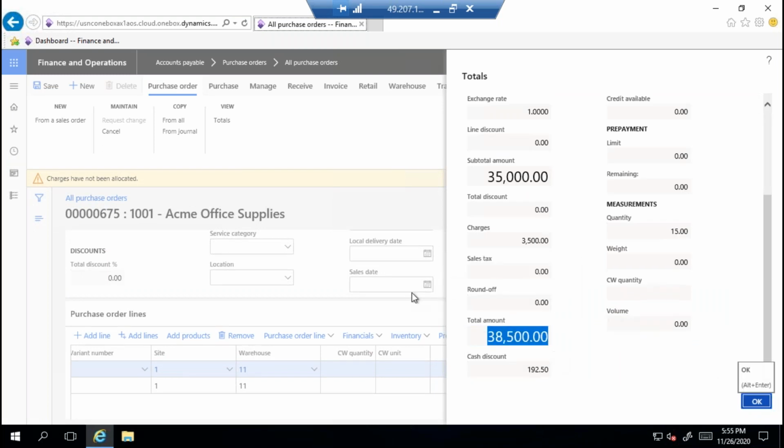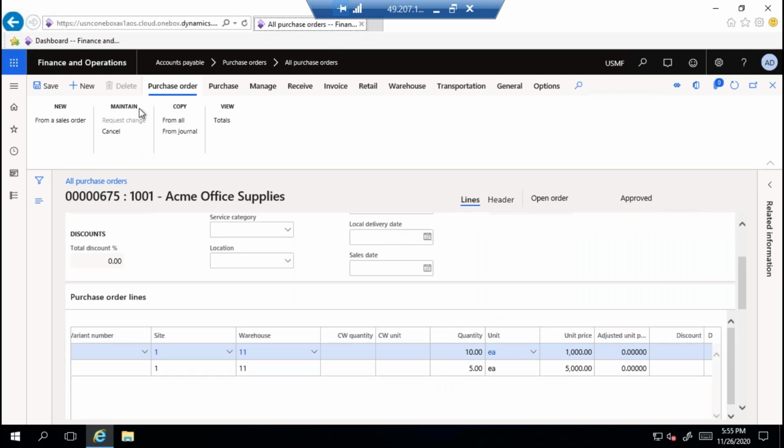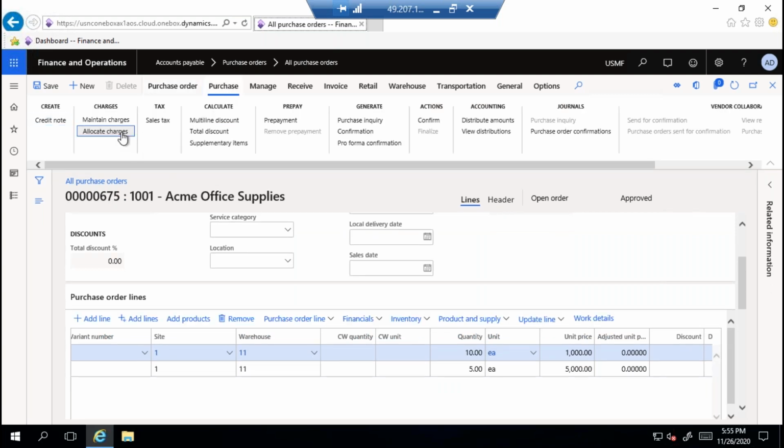But it will warn you. If it is at the header level, it will warn you, because you have selected item as debit and vendor as credit. So charges have not been allocated. It is a must, you need to allocate the charges. So I'm allocating the charges.